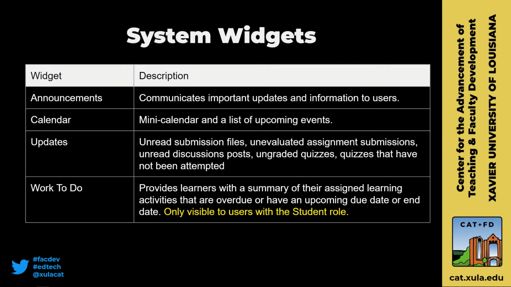So with this widget, they can get a summary of things that they have to do, as well as items that might be overdue. So this widget is only available to users who are in the system using the student role. And so when you're viewing your course as the instructor, you would not actually see this widget. But when you view your course as a student, then if this widget is present on your course homepage, you should see it when you view as a student.